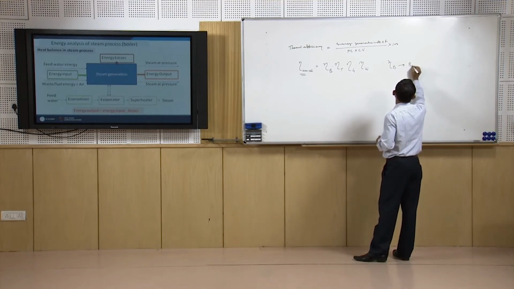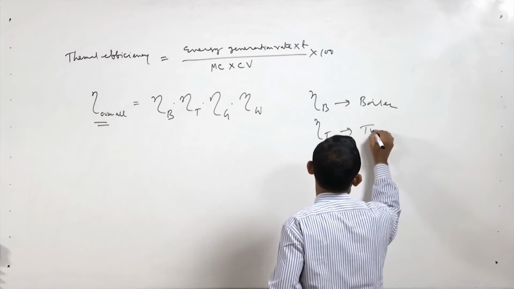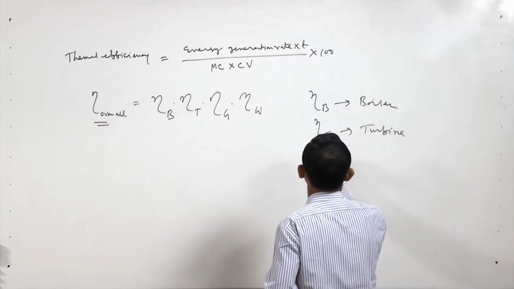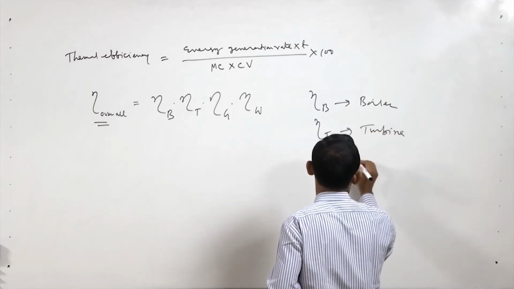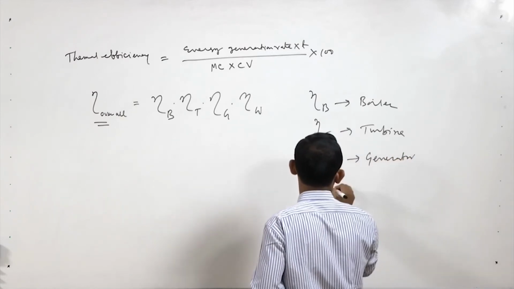For boiler, efficiency B; for turbine, efficiency T; for generator, efficiency G; and efficiency works for works.